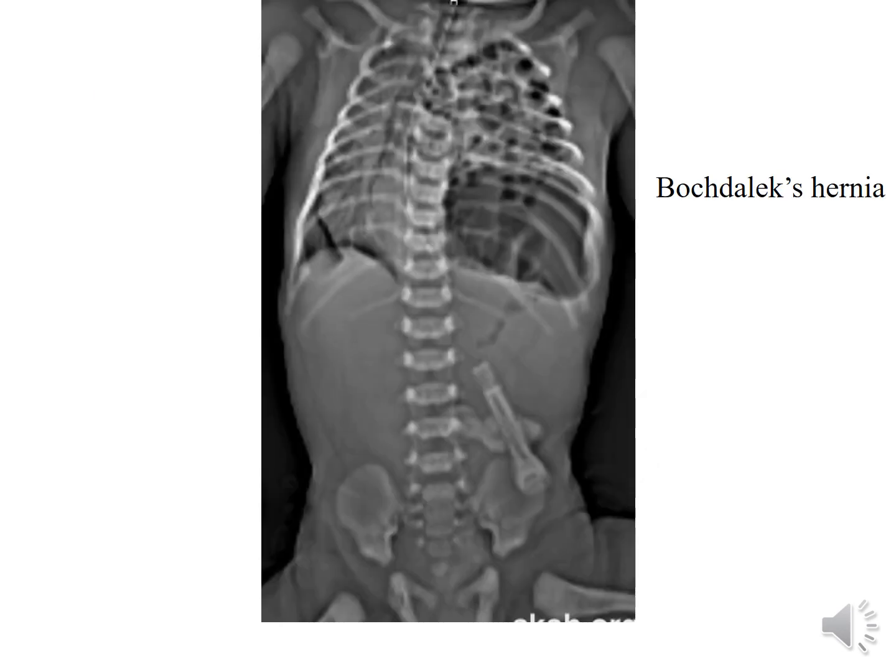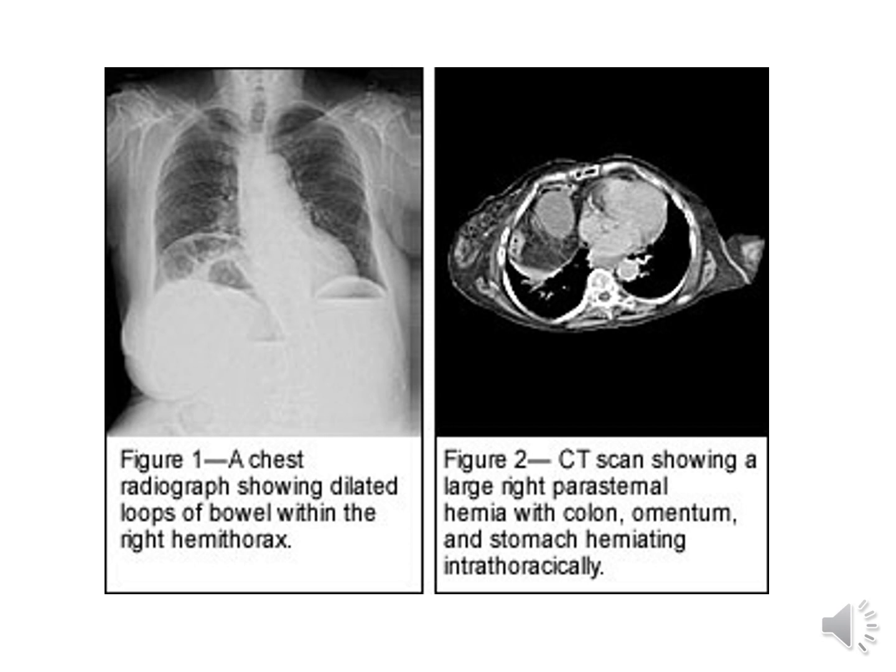And here in this X-ray picture we can see Bogdalek's hernia. It is usually affecting the left side. This blackish area, the bubbles, are because of the intestinal loops which have herniated into the thorax. And here we have the dilated loops of bowel within the right hemithorax, and also the CT scan.